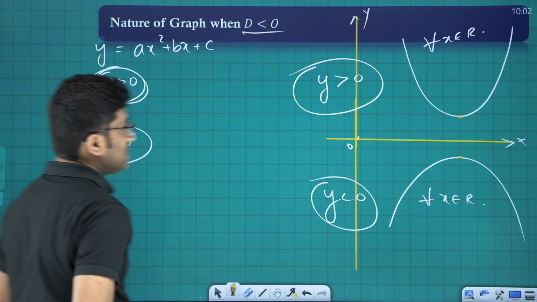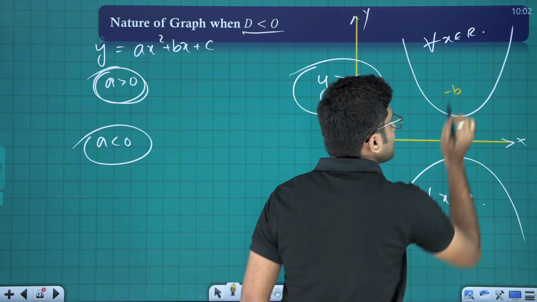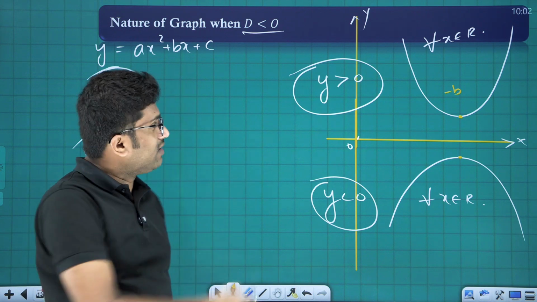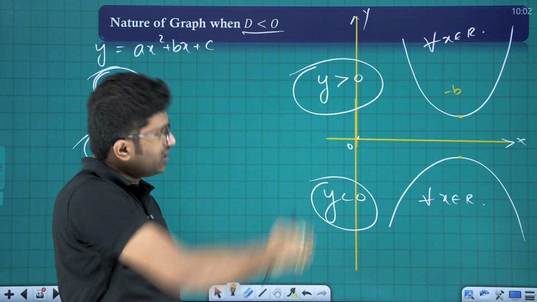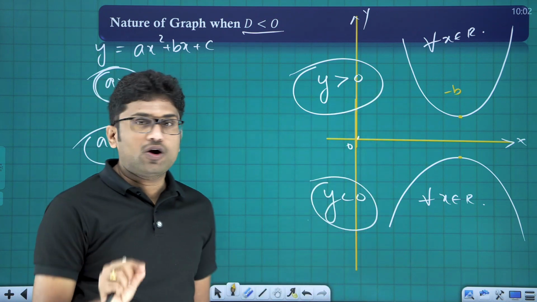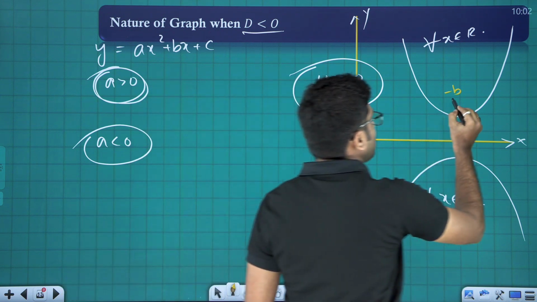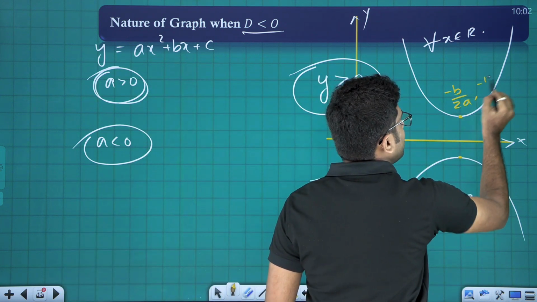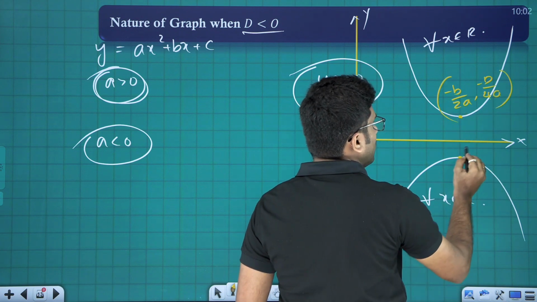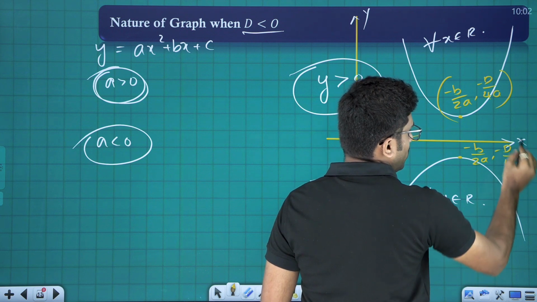This point, friends, is called the vertex. The line which is passing through this vertex and parallel to the y-axis is called the axis of the parabola. The coordinates of this vertex are minus b by 2a comma minus D by 4a.